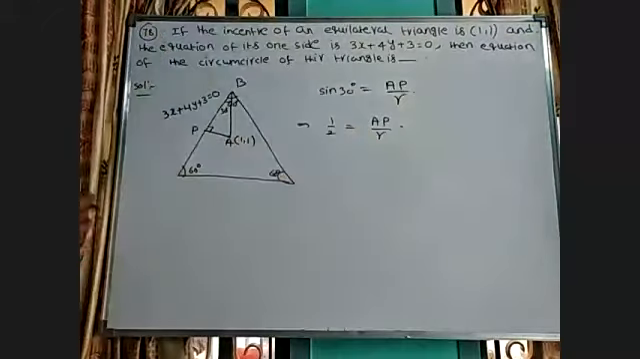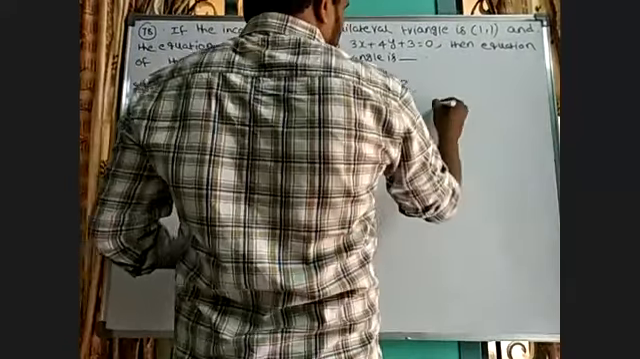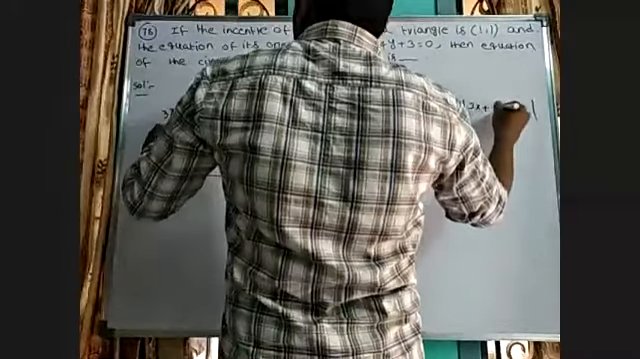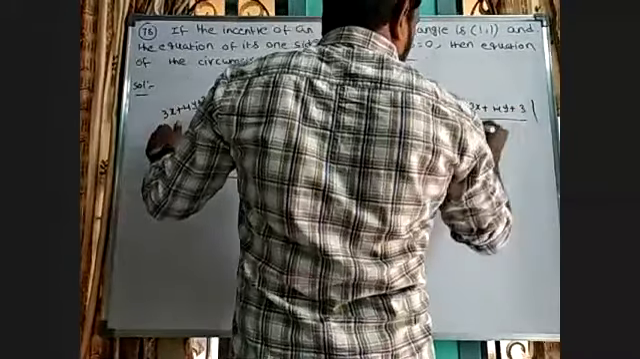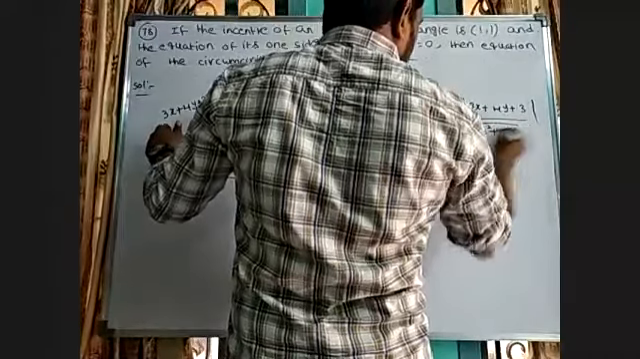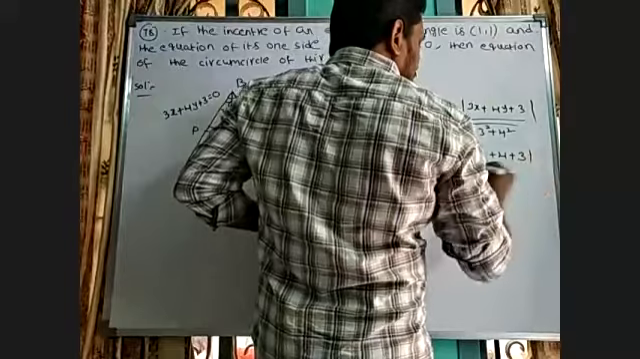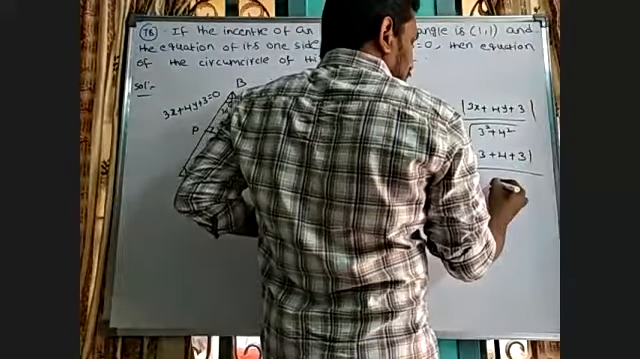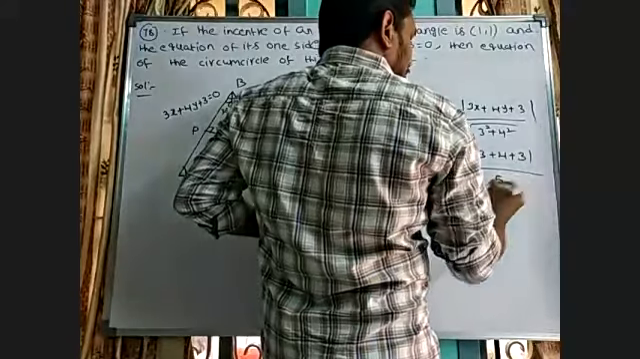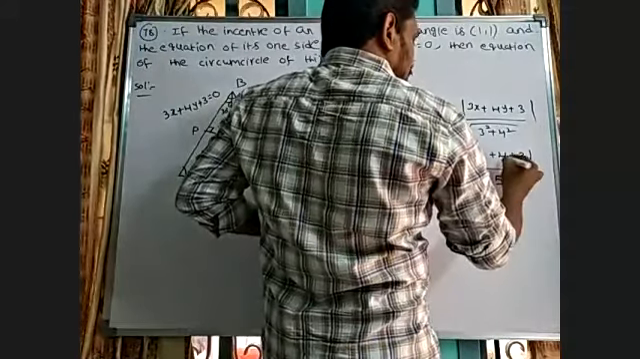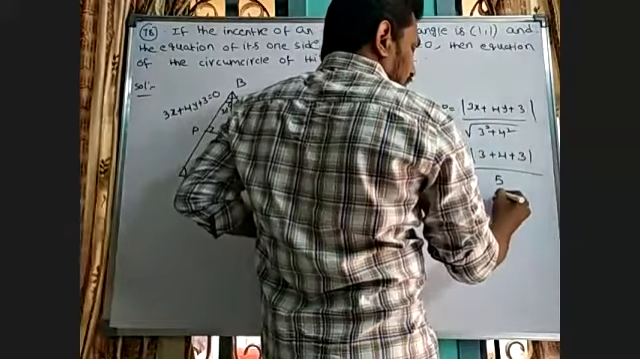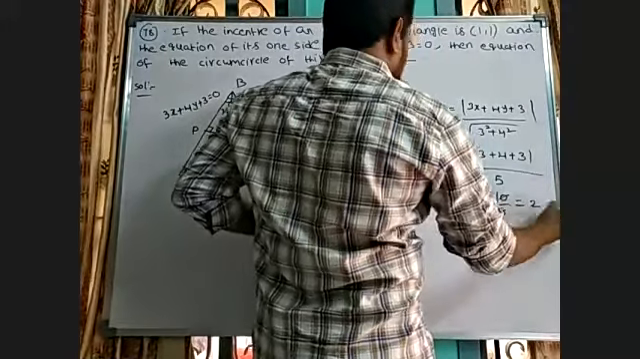Next from this, see that what we need? R value we need. How will we get the R value? AP is equal to the perpendicular distance. Okay, perpendicular distance of 3x + 4y + 3 over root of 3² + 4², from 1, 1, means 3 + 4 + 3 over root of 9 + 16. The value is 5. Okay, AP value is now 10/5, which equals 2.